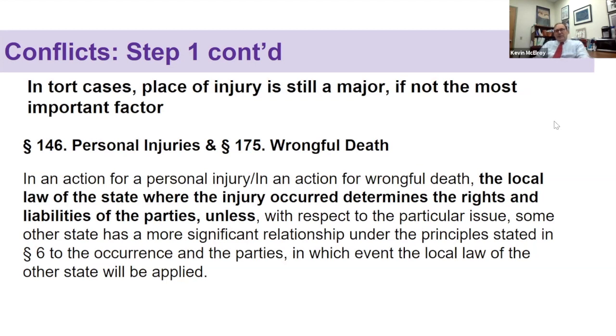All right. The other thing this brings up, and it's not the only place in the restatements, is that the choice of law rules can lead to the application of state A's rules for certain substantive issues and state B's laws for other substantive issues. For instance, there was a case in California where everybody involved in a car accident was Mexican. The car accident happened in California.